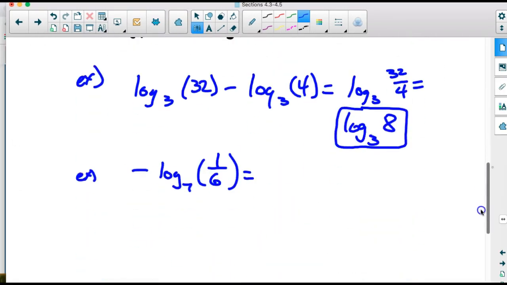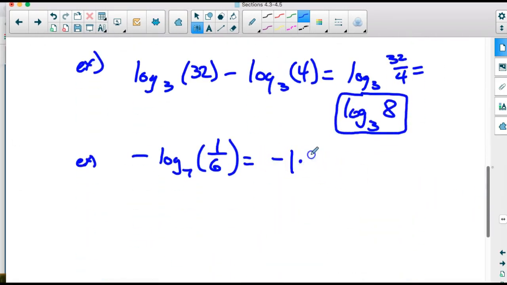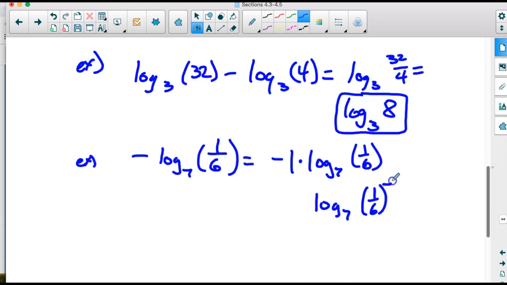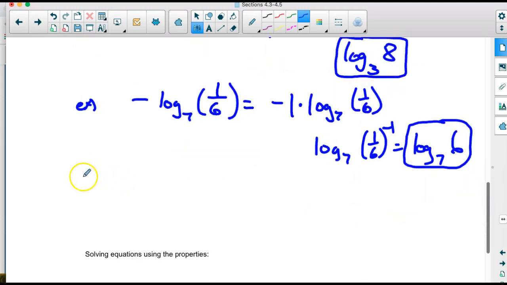This is really negative 1 times log base 7 of 1 over 6. So this negative 1 here is an exponent. It's going to be moved up onto the 1 over 6 power. So that negative moves up. This means reciprocal, so this is log base 7 of 6, because that's the reciprocal of that. So that's simplifying that problem. Okay, if we have multiple things here, let's say we have some multiple things here.